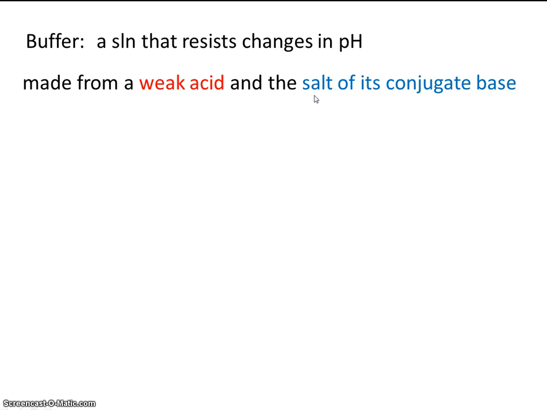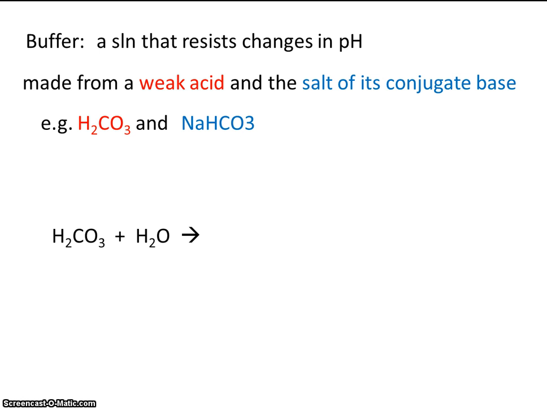So let's go through an example. But we need to understand that a buffer is made from these two things: a weak acid and the salt of its conjugate base. So for example, this is carbonic acid. It's a weak acid. This is the salt of its conjugate base, sodium bicarbonate. So let's just review how I got the salt of the conjugate base.